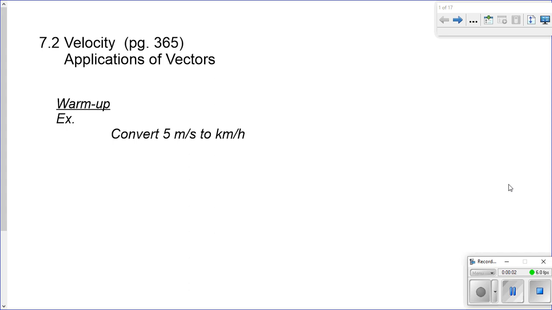Okay, section 7.2 brings us to velocity and applications of velocity with vectors. To warm up, we're going to do just a straight conversion. We've really got to watch when we problem solve for units and make sure that units correspond with each other in any of the formulas that we have to use. So a common application is a conversion between meters per second and kilometers per hour.